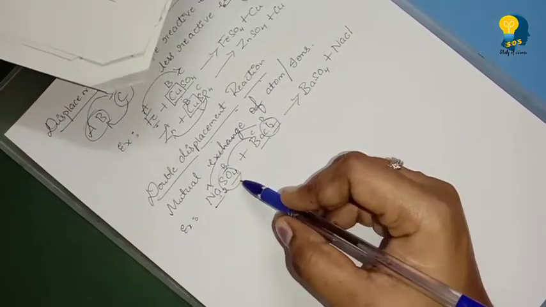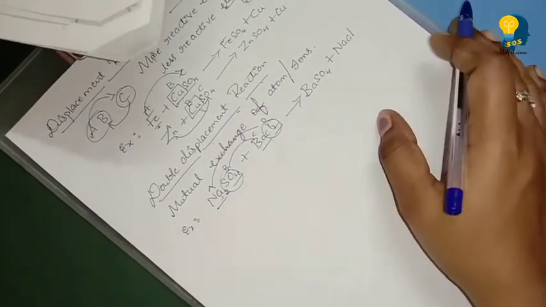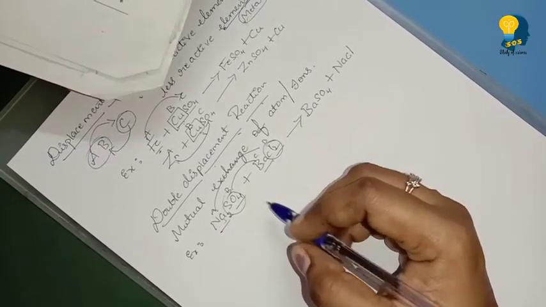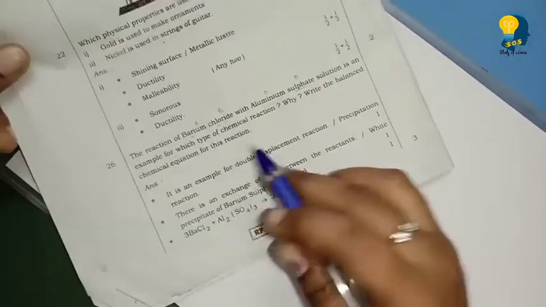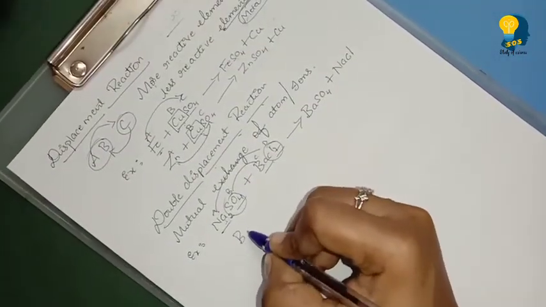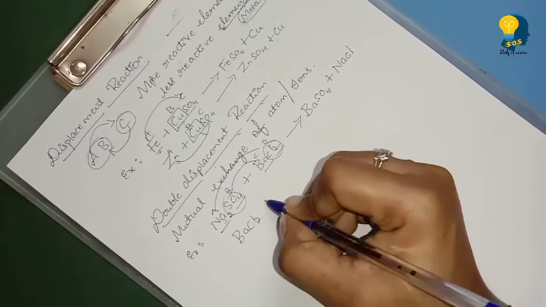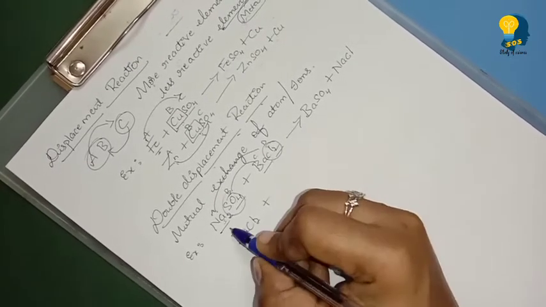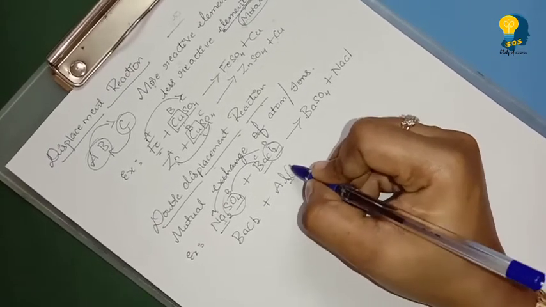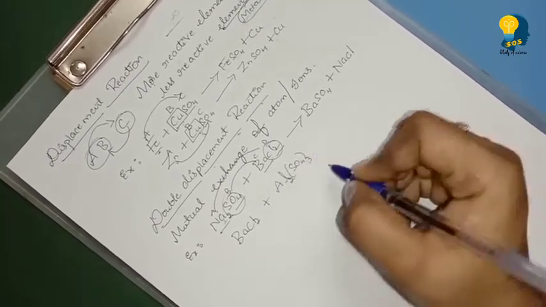Then you have to write the balanced chemical reaction. If you know the chemical symbols of the metals, it is very easy for you to write the chemical equations. Okay, now let me teach this. See, they gave barium chloride with aluminum sulfate. Barium chloride, BaCl2. Aluminum sulfate, Al2(SO4)3.